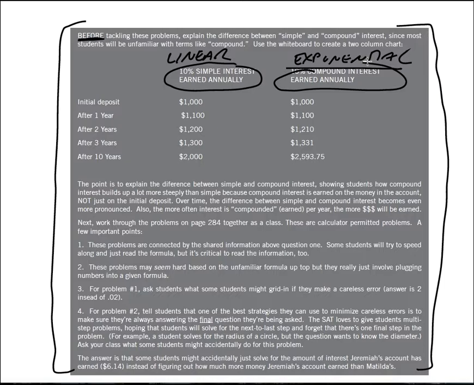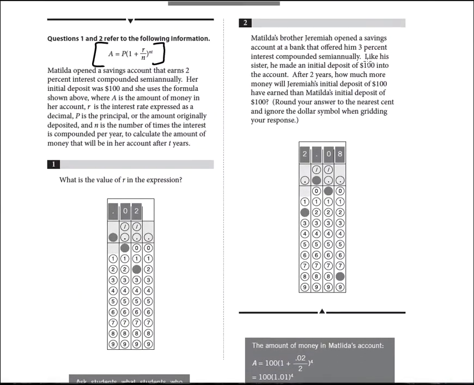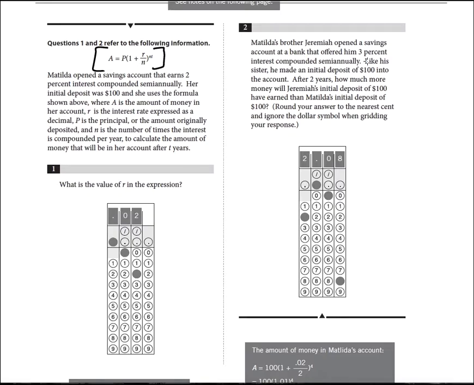You can also talk to them about what compounding means. For example, the problem here says, Matilda opened a savings account that earns 2% interest compounded semi-annually. Let's talk about what that means.